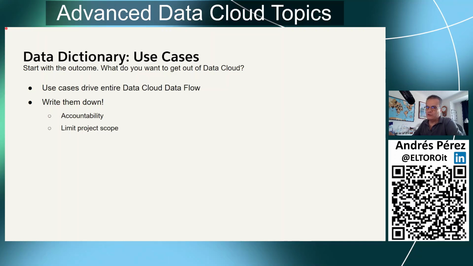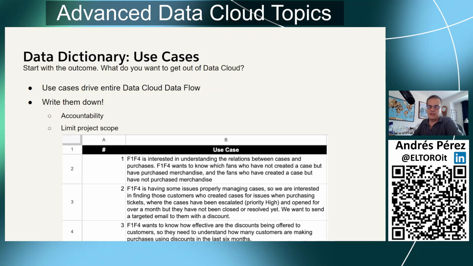You also want to write down your use cases at this time. That will help you with accountability. This is what I'm going to do, all of this and nothing but this, helping you limit the project scope. So it just looks like this. These are the use cases that I want to solve. Okay. This is for a project that we went through together. Hopefully you have read it on Medium, which goes through the entire process of creating these agents, these Data Cloud components. All right.